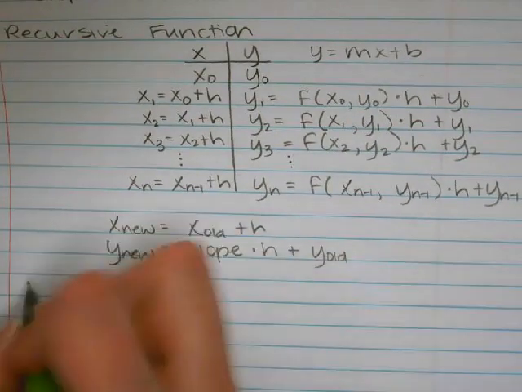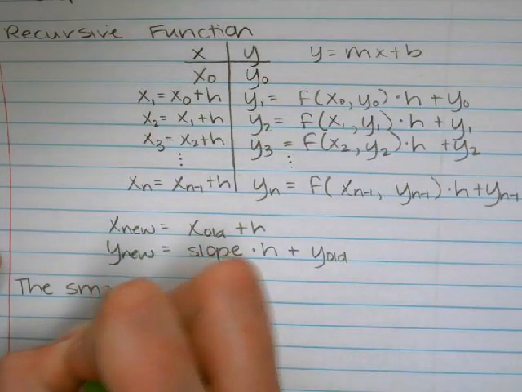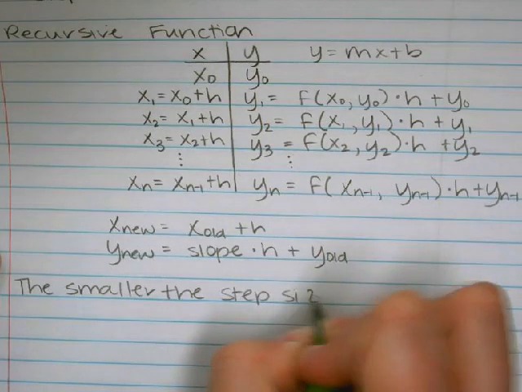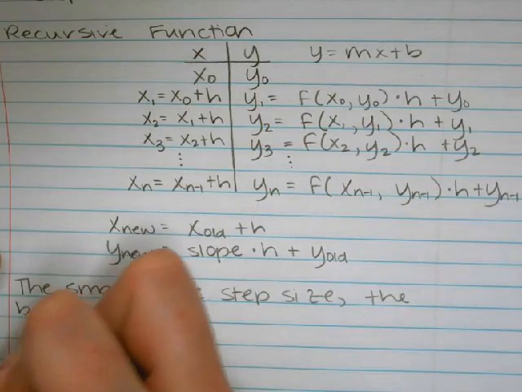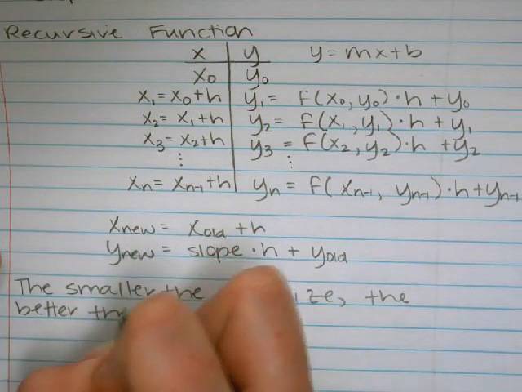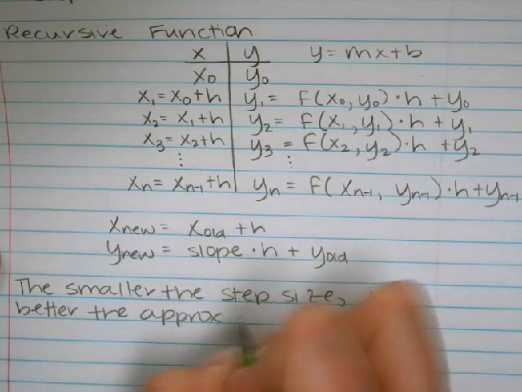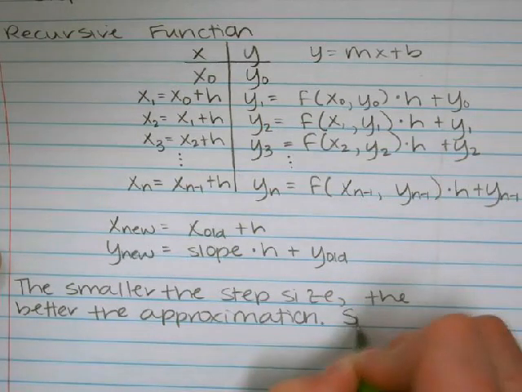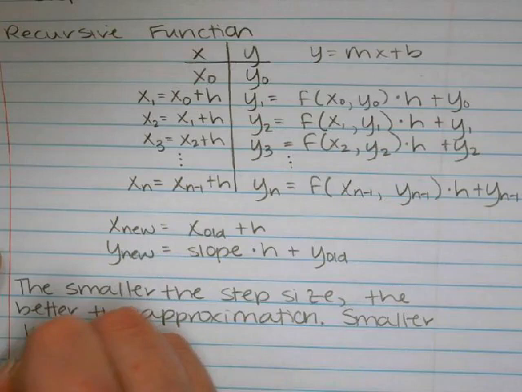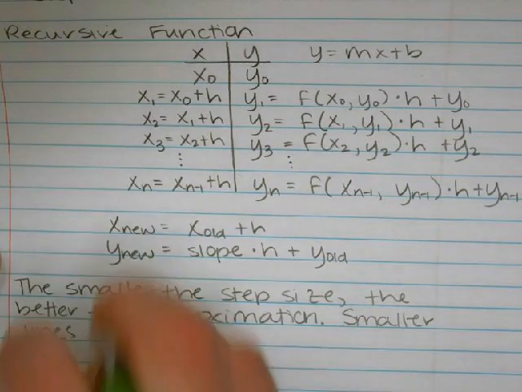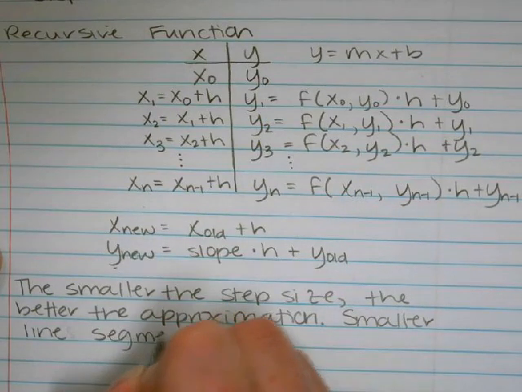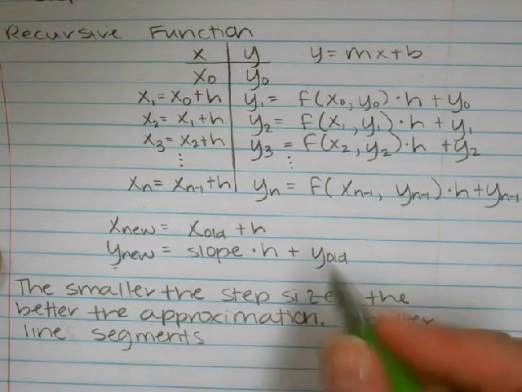All right, so one thing we're going to go ahead and write in our notes is that the smaller the step size, the better the approximation. Smaller line segments make a smoother curve.